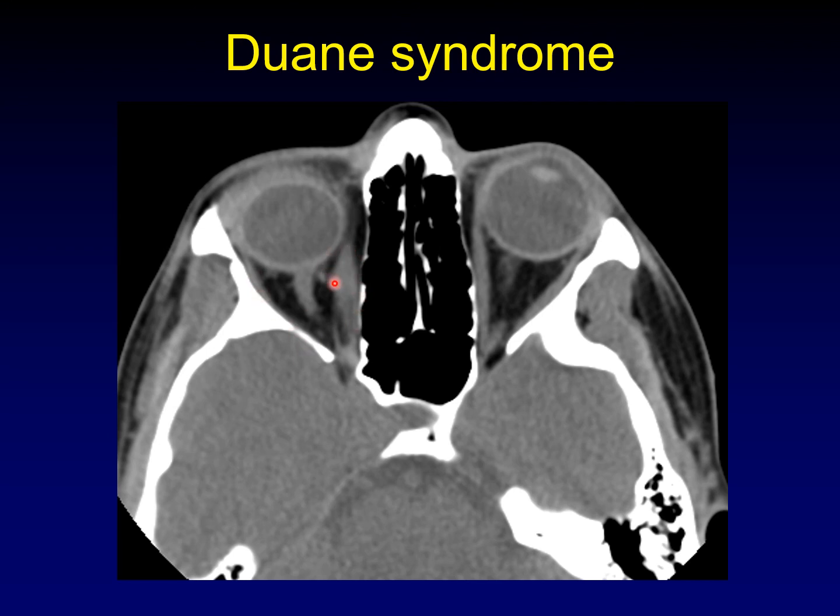Notice that the medial rectus muscle, because it's foreshortened, it's got no opposition from the lateral rectus muscle, and thus looks thickened, while the lateral rectus muscle looks thinned and elongated in Duane syndrome, congenital absence of the sixth cranial nerve.